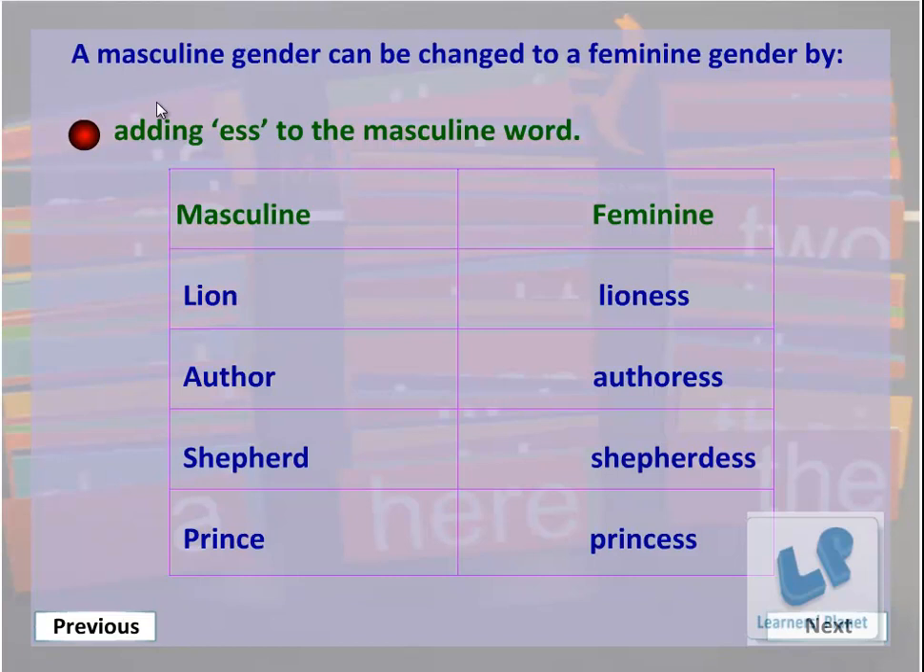Sometimes a masculine gender can be changed into a feminine gender by adding an ESS to the masculine word. Now let's look into a few examples for this. Lion, it turns into lioness when you add ESS. Similarly, author becomes authoress, shepherd becomes shepherdess, and prince becomes princess.